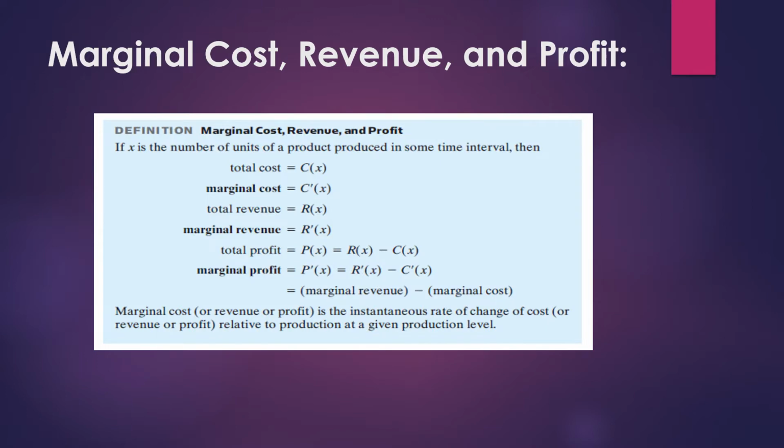So to get started, just a couple different terms that are used in economics. We have our total cost function, which would be C of x. Our marginal cost, which would be C prime of x, our total revenue, R of x, marginal revenue, R prime of x, total profit, and profit is defined as revenue minus cost, so P of x is R of x minus C of x, and then the marginal profit, P prime of x, equals R prime of x minus C prime of x.